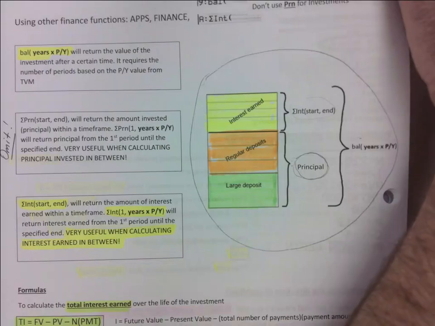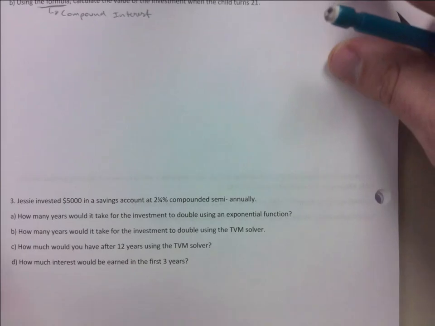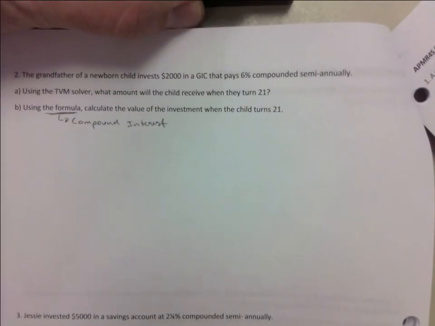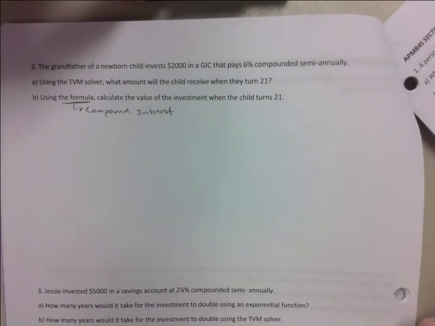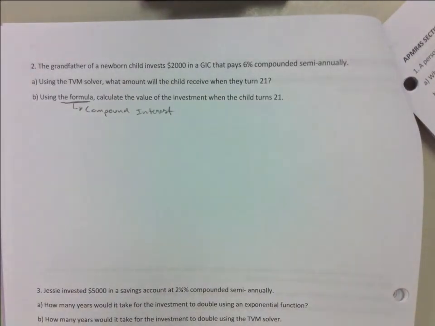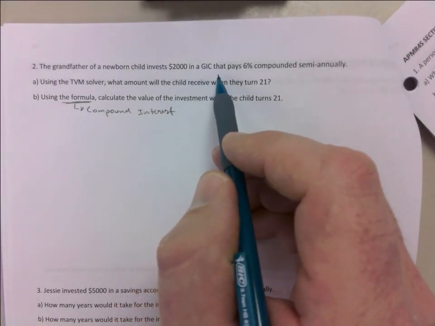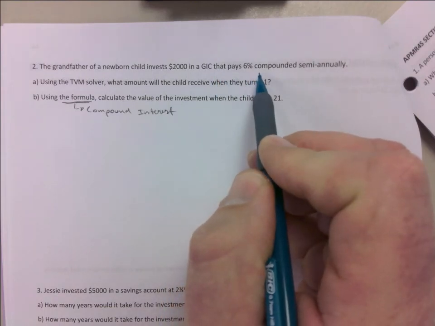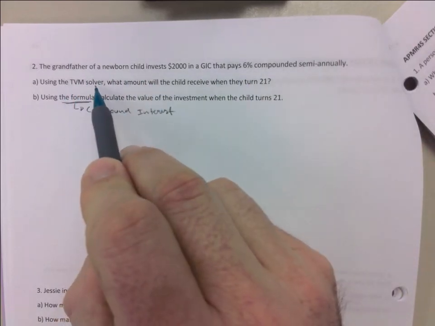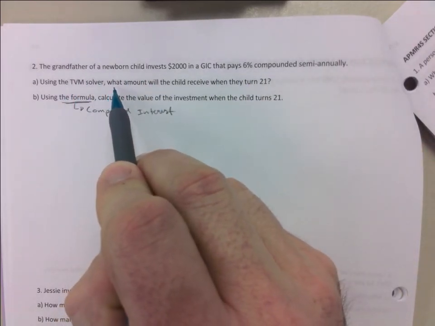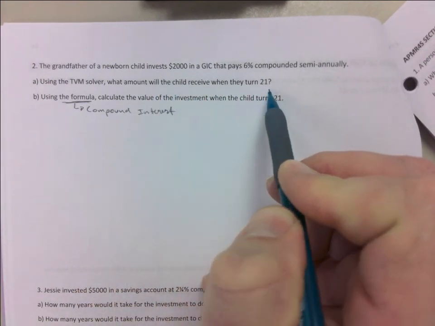Let's go to 45. The grandfather of a newborn child invests $2,000 in a GIC that pays 6% compounded semi-annually. Use a TVM solver. What amount will the child receive when they turn 21?